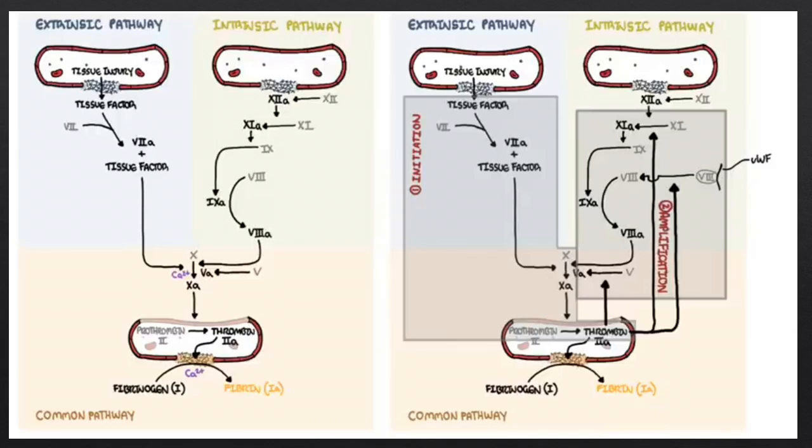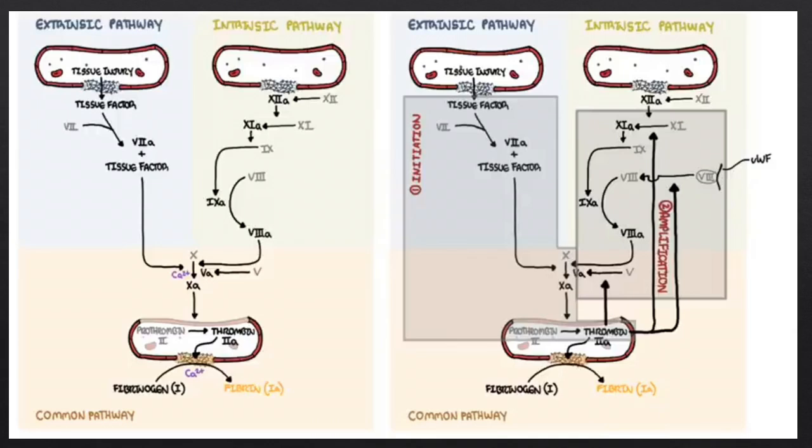Okay, so similarly in the intrinsic pathway, if you see, there are multiple coagulation factors that are involved. Initially there is factor 12 to 12A conversion, which then activates factor 11 to 11A, and from 11A it is 9 to 9A, 9A then activates 8 to 8A, 8A to 10A, which then forms the common pathway. Okay, so this extrinsic and intrinsic pathway is not very simple as such.